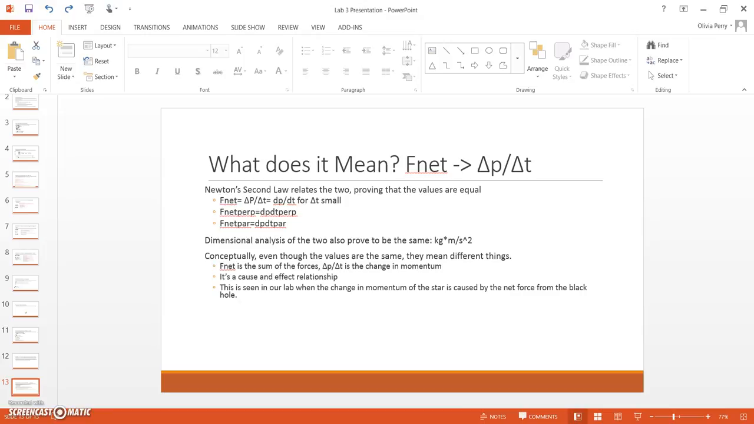However, even though the values are the same, conceptually they mean different things. Fnet is the sum of all forces acting on the object, whereas delta p over delta t is a change in momentum. It is a cause and effect relationship. The net force acting on the object causes the change in momentum. This is seen in our lab when the change in momentum of the star is caused by the net force from the black hole. The change in momentum exists because there is a force acting on the star.